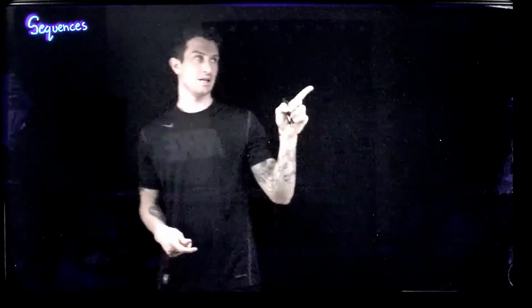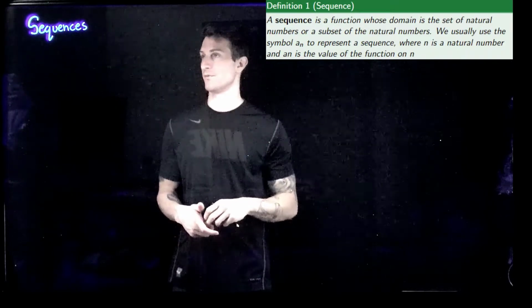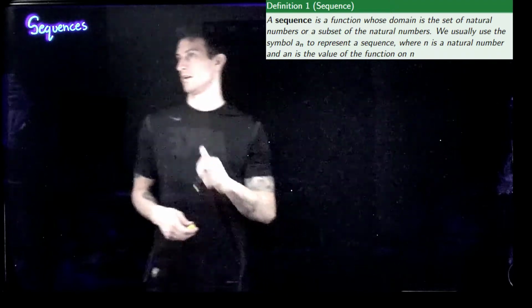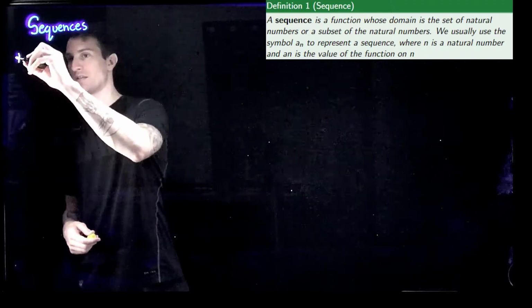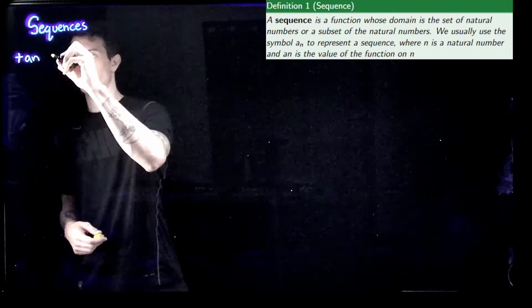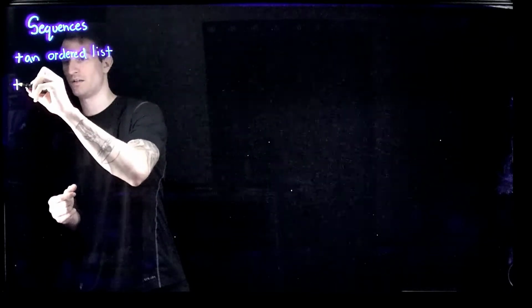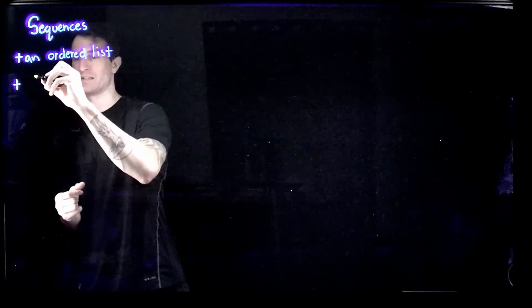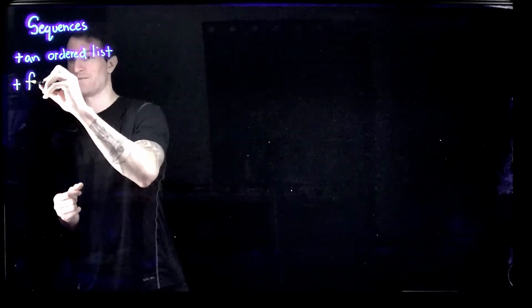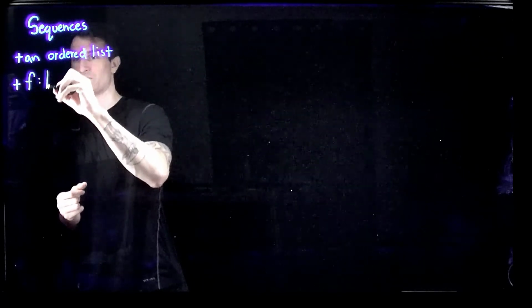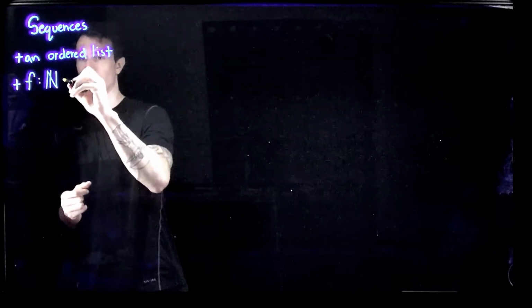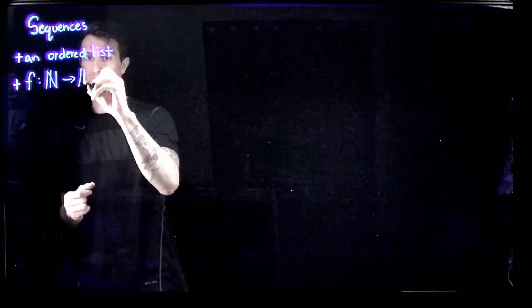Right now, there'll be a definition that pops up there. I'll leave it there for a second, but essentially you could think of a sequence as an ordered list. And the way we're getting these things in this ordered list is from a function, right? This is essentially what the sequence is. It's a function mapping the natural numbers to the real numbers.